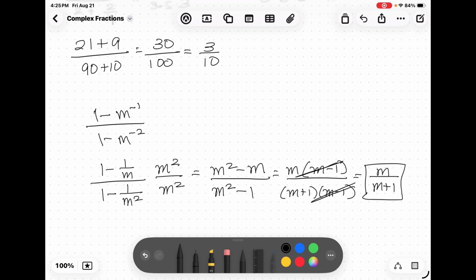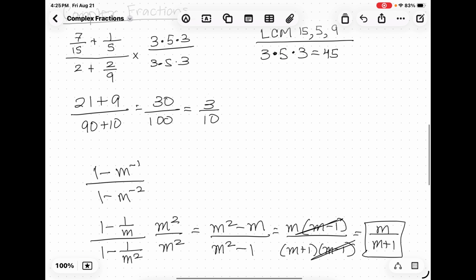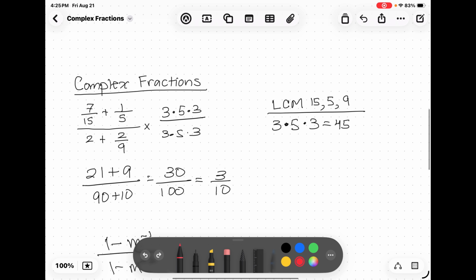So that's it. Complex fractions. My method is to use the least common multiple of the denominators and the identity property of multiplication, which says that I can multiply by 1 anytime I want. And yes, m squared over m squared is a form of 1. Yes, 3 times 5 times 3 over 3 times 5 times 3 is a form of 1. And that's my method for complex fractions.